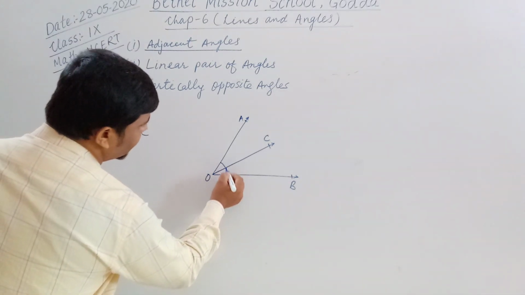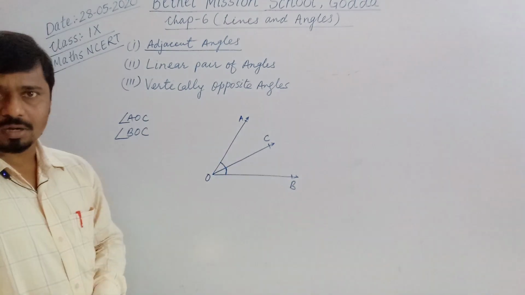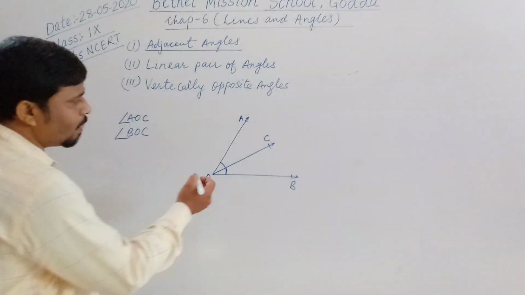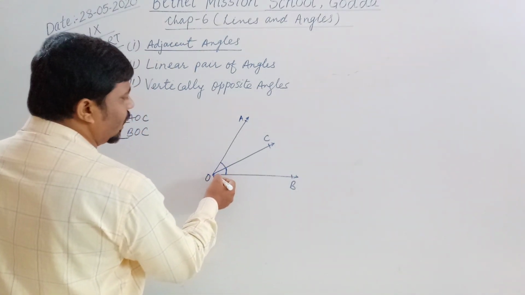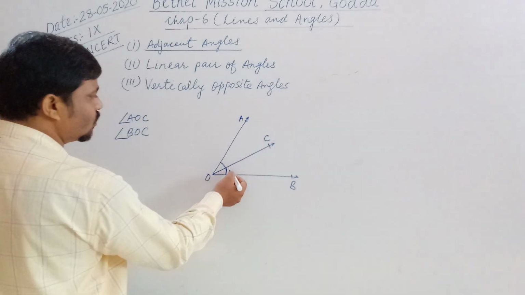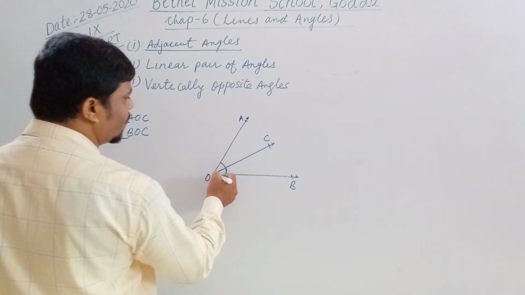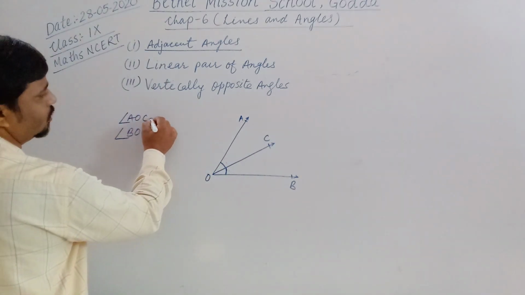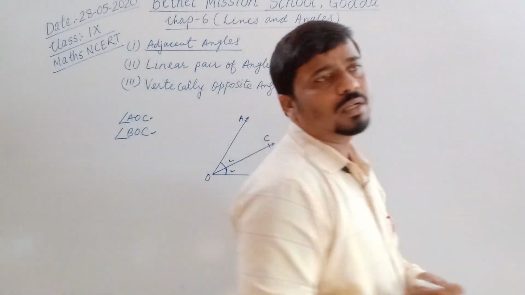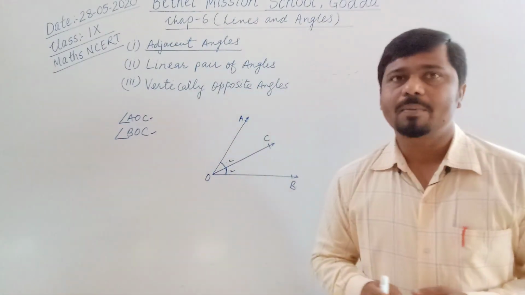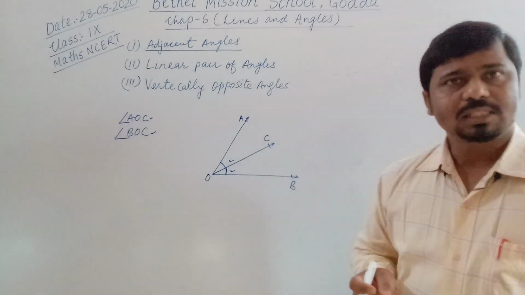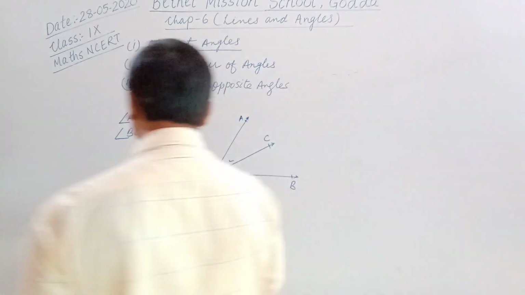These two angles, this angle and this angle, are called adjacent angles. Why are these two angles called adjacent angles? Because these two angles have a common ray, and that is OC. That's why these two angles are called adjacent angles. What will be the definition? The angles having one arm, one ray common, that type of angles are called adjacent angles.